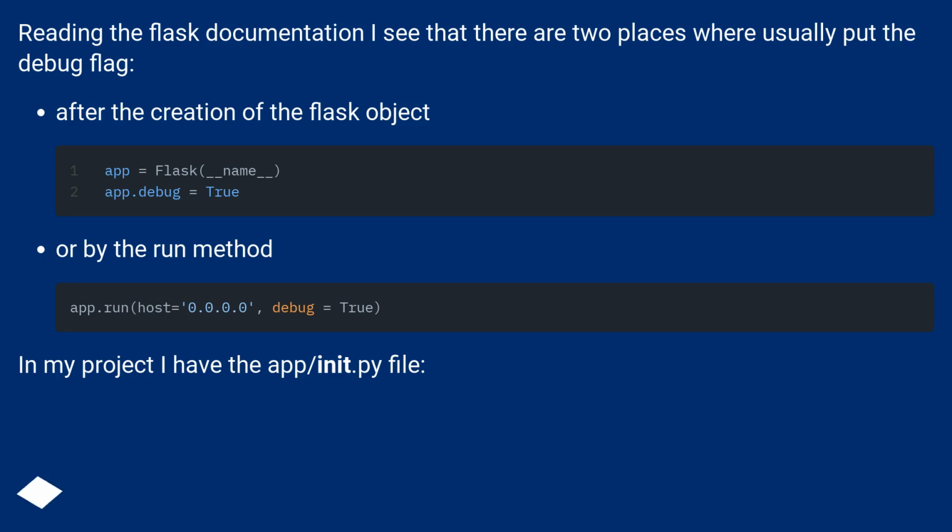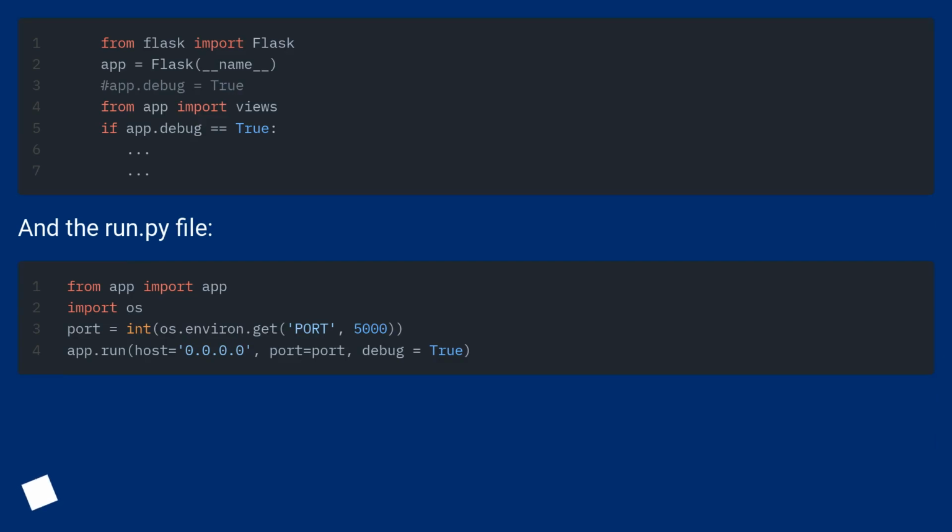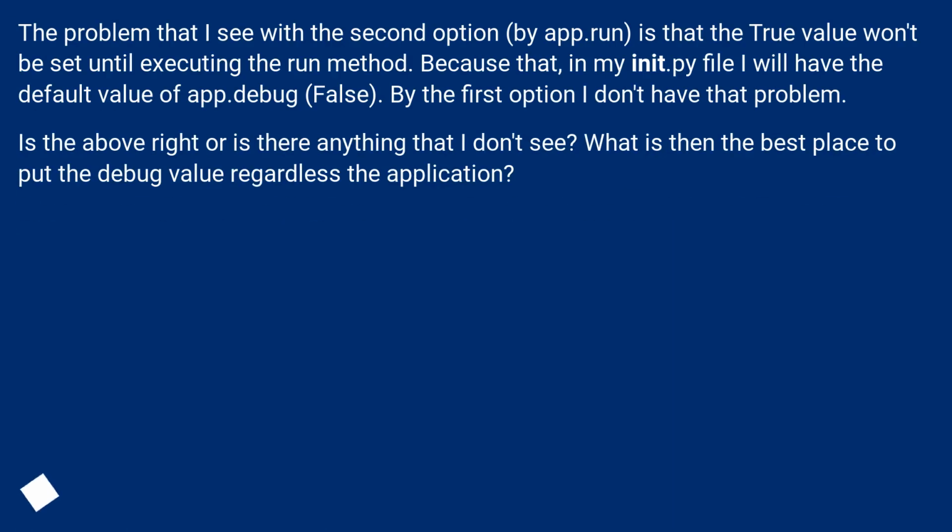In my project I have the app/init.py file, and the run.py file. The problem that I see with the second option, app.run, is that the true value won't be set until executing the run method. Because of that, in my init.py file I will have the default value of app.debug, false. With the first option I don't have that problem.